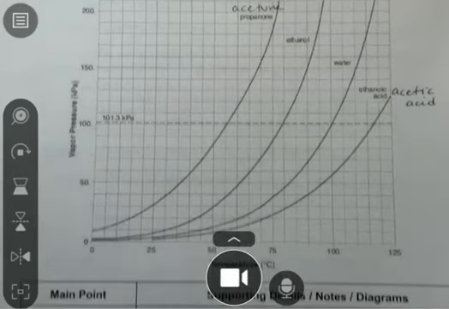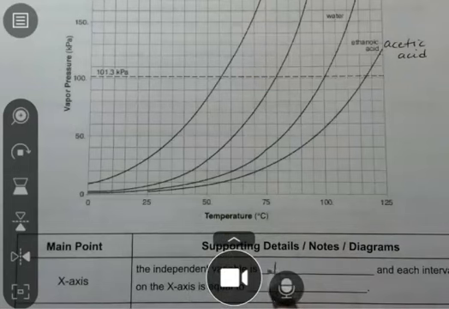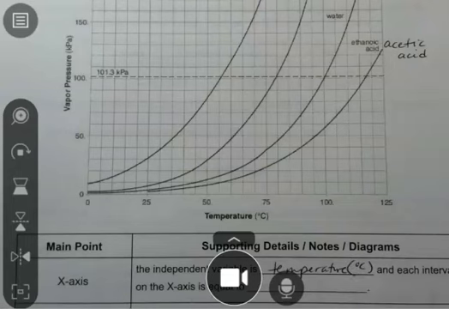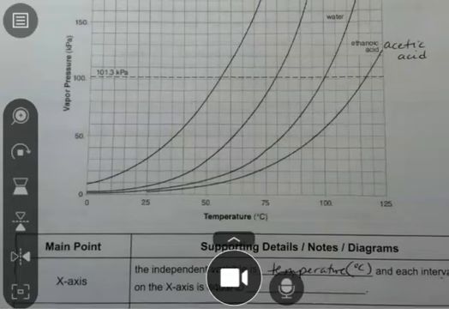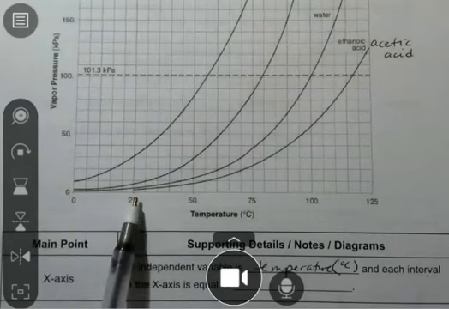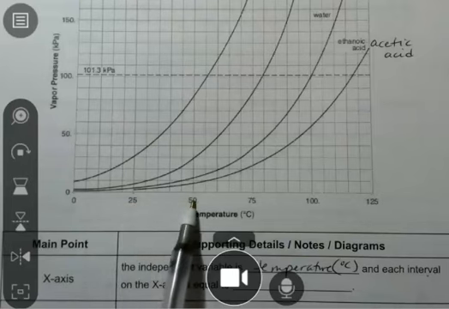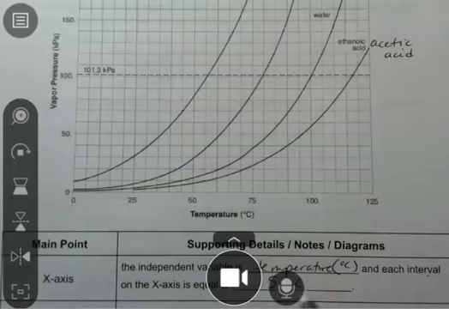What do we have here on the x-axis? Well, on the x-axis, the independent variable here is temperature in degrees Celsius. And I want you to take a close look at the intervals. How many degrees Celsius is each one of these intervals? Right? So if this is 25 and this is 50 and there's 5 intervals in between, then each interval is equal to 5 degrees Celsius.